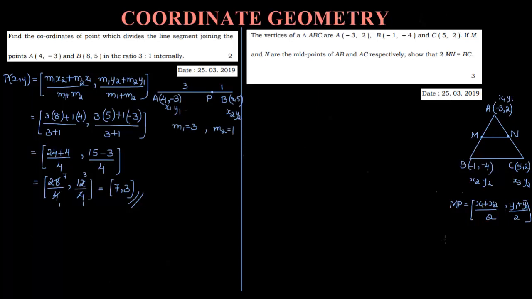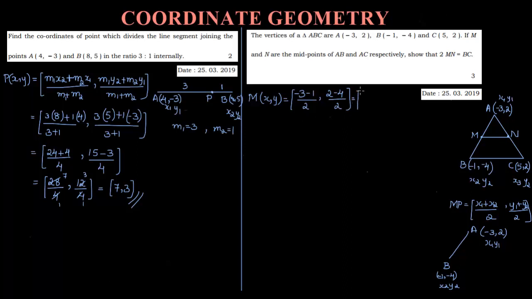So if I am considering this line, let me draw it here. I am considering this line, A and B. A has the coordinate (-3, 2). Let us consider it as x1 y1, and B has the coordinate (-1, -4), right? So let it be x2 y2. Now we will substitute in the formula. We are about to find the midpoint M. So M(x, y) equals (x1 + x2)/2, so (-3 + -1)/2, comma, then (y1 + y2)/2, so (2 - 4)/2.